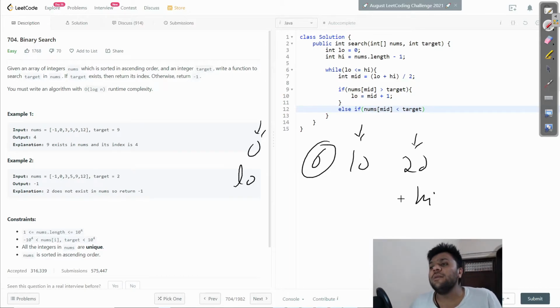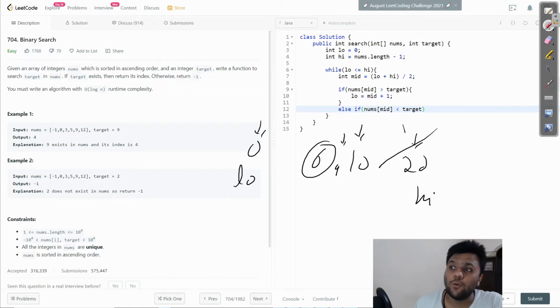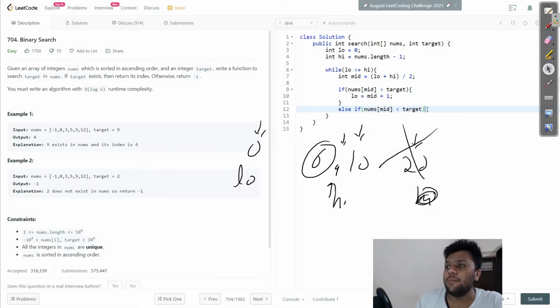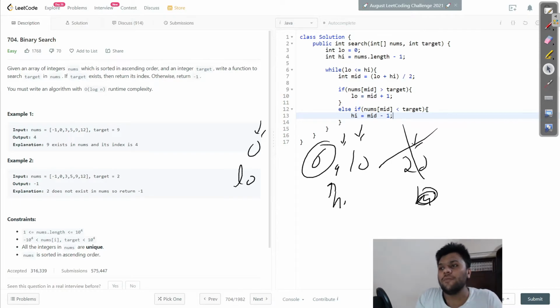So what it means is my high will move to 10 minus 1, so it will come over here, which will be 9. I will stop looking at this part, and my high will start pointing over here at 9. So similarly, I will simply say high equals mid minus 1. Put the high before the mid.